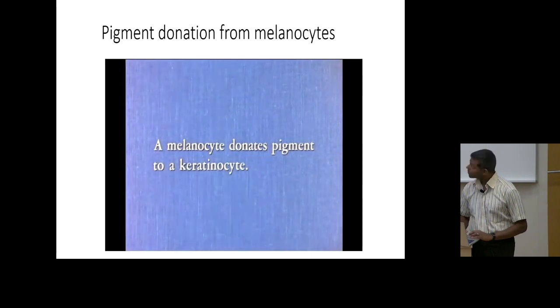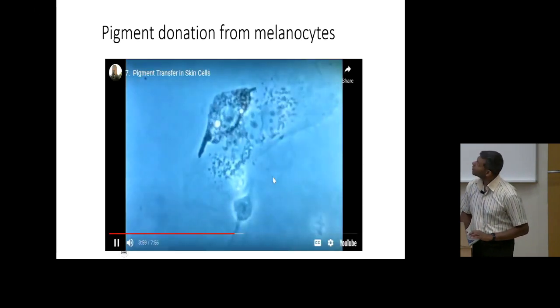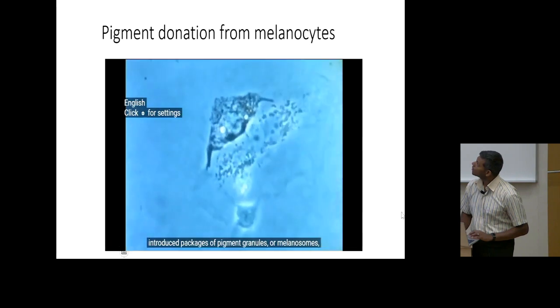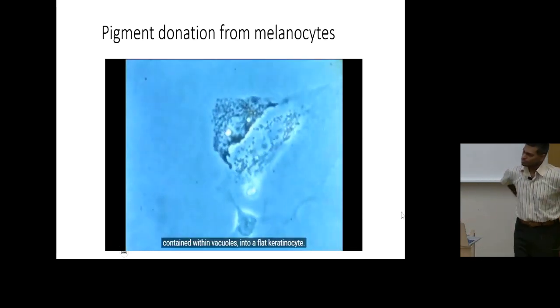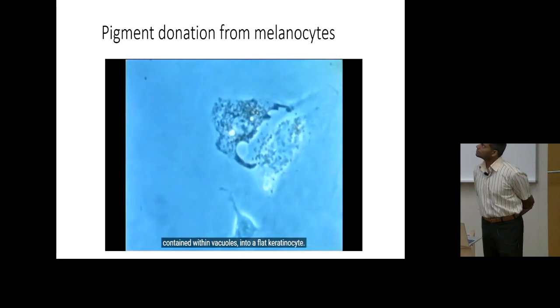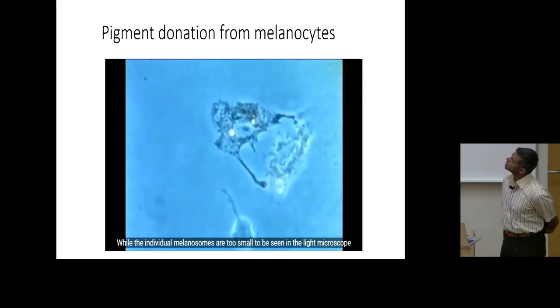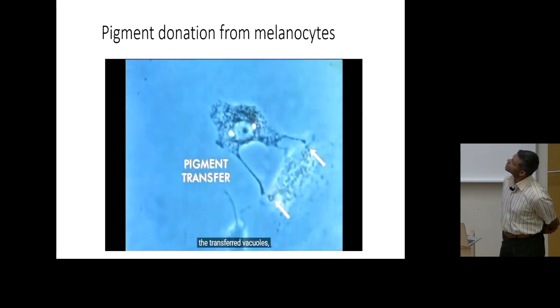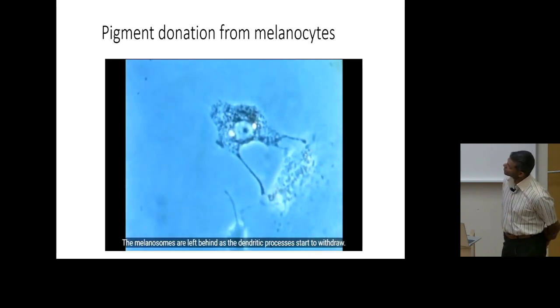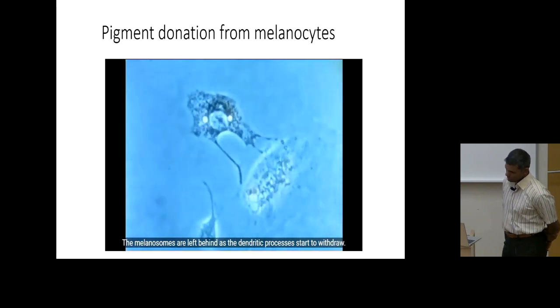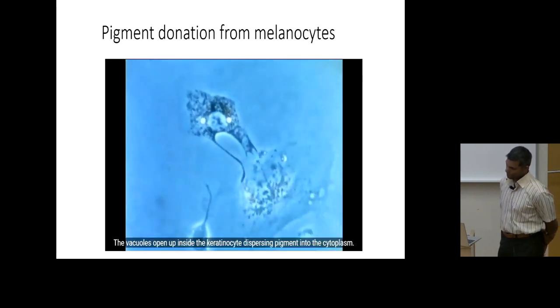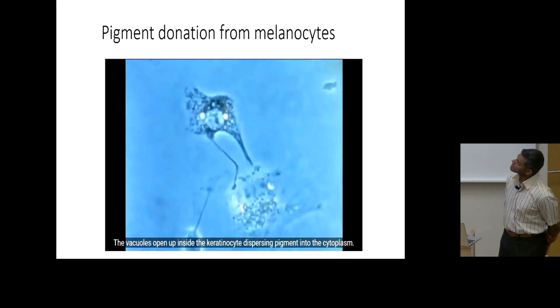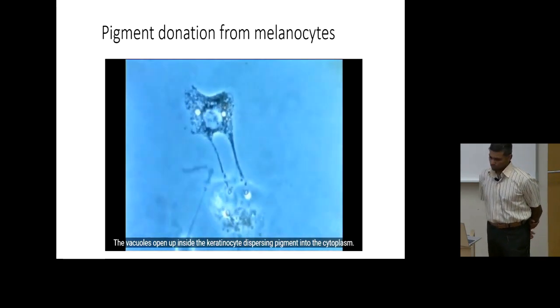In this scene, a melanocyte develops two long dendrites, which introduce packages of pigment granules, or melanosomes, contained within vacuoles, into a flat keratinocyte. While the individual melanosomes are too small to be seen in the light microscope, the transferred vacuoles, containing many melanosomes, are visible. The melanosomes are left behind as the dendritic processes start to withdraw. The vacuoles open up inside the keratinocyte, dispersing pigment into the cytoplasm.